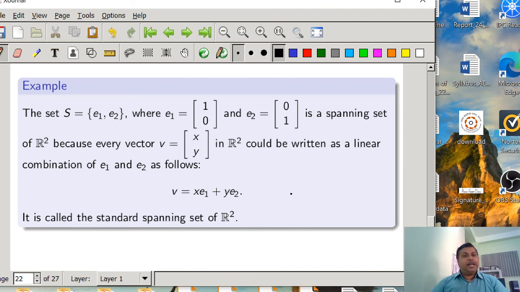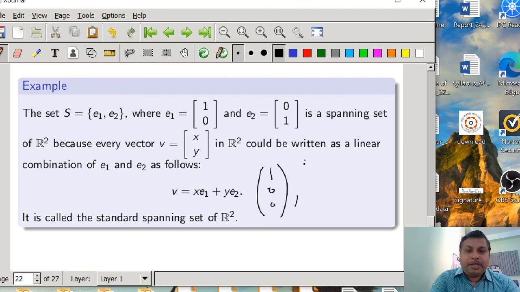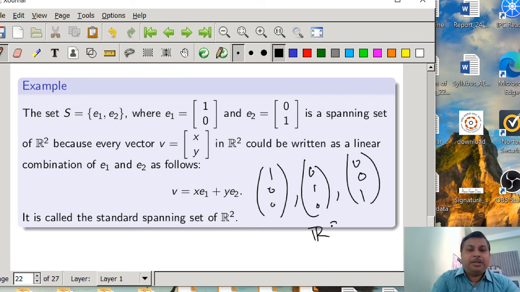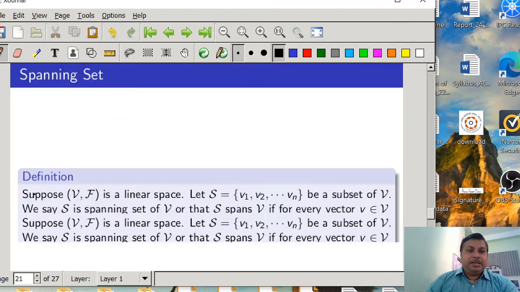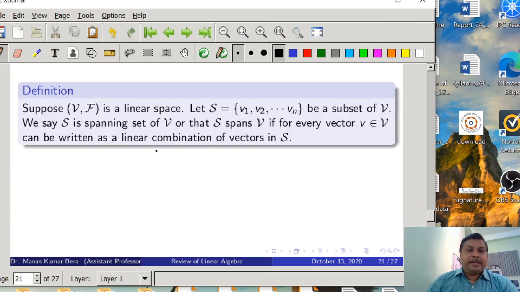Now if we ask what would be the standard spanning set of R3, it will be (1, 0, 0), (0, 1, 0) and (0, 0, 1). This will be the standard spanning set of R3, because any vector in R3 can be constructed as a linear combination of these three vectors. So this is the way we can define the spanning set of a vector space V.